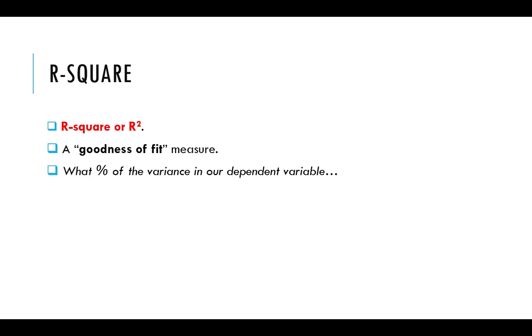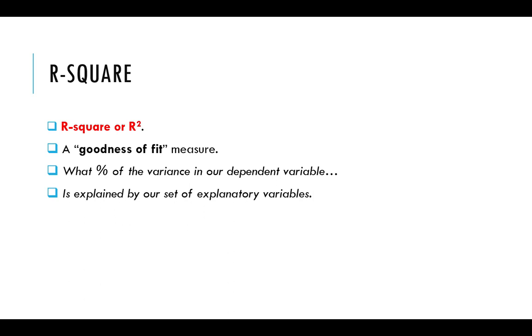Let's start with R-square, and you're going to see it written two different ways, R-square spelled out or R with the superscript there to make it squared. R-square is a goodness of fit measure, so we refer to R-squared as our goodness of fit. It's asking what percent of the variance in our dependent variable is explained by our set of explanatory variables.